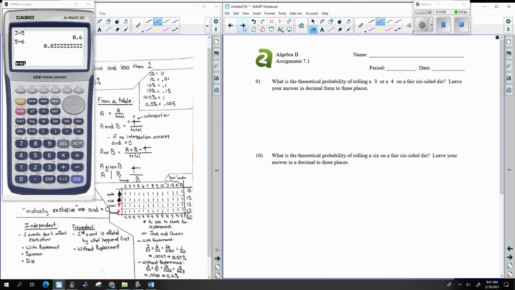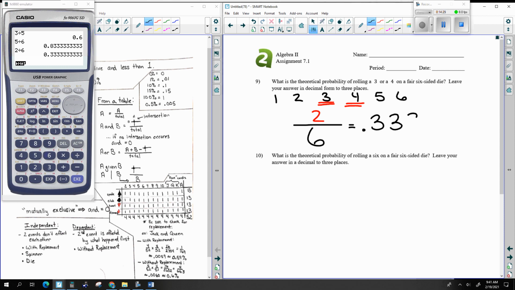What is the theoretical probability of rolling a 3 or 4 on a fair six-sided die? All right, so again, 1, 2, 3, 4, 5, 6 are the outcomes. So there's 6 total different outcomes. What's the probability of getting a 3 or a 4? That'd be 2. And so as a decimal to 3 places, 2 out of 6 is again 0.33333333. Rounding it to 3 decimal places, so 1, 2, 3. That is small, so it doesn't round. So 0.333 is what we get.